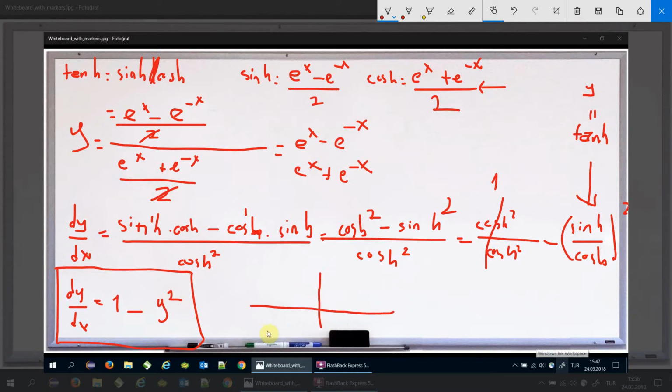And the function graph would be like that. Its maximum value would be 1, and its minimum value would be -1.